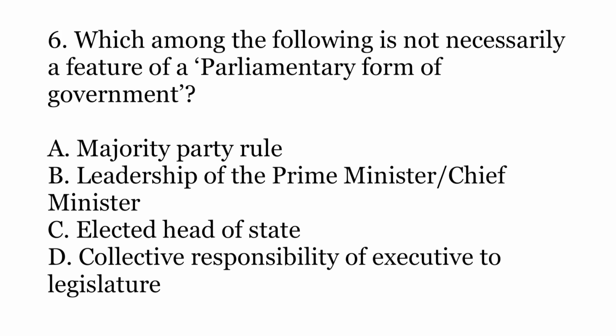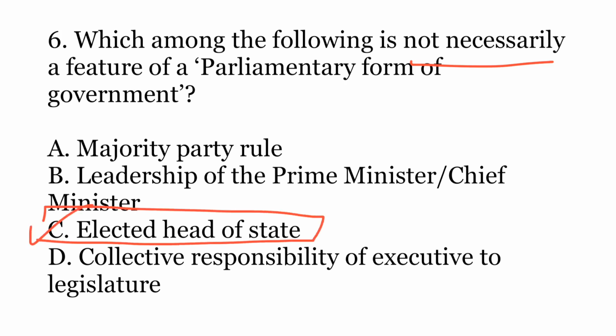Sixth, which among the following is not necessarily a feature of a parliamentary form of government? Options are A. Majority party rule, B. Leadership of the Prime Minister or Chief Minister, C. Elected head of state, or D. Collective responsibility of executive to legislature. The correct option is C, elected head of state. The question does not ask the feature of Indian parliamentary form of government. It simply asks the feature of any parliamentary form of government.